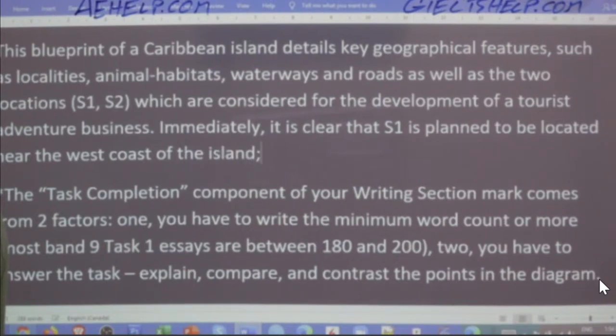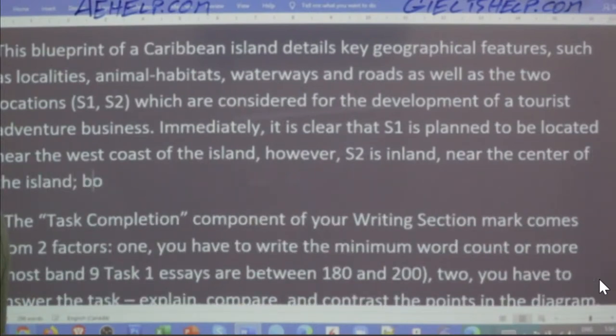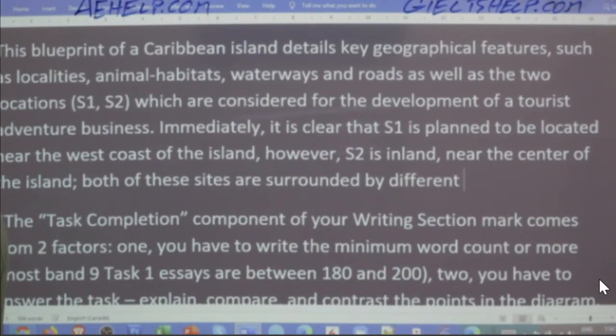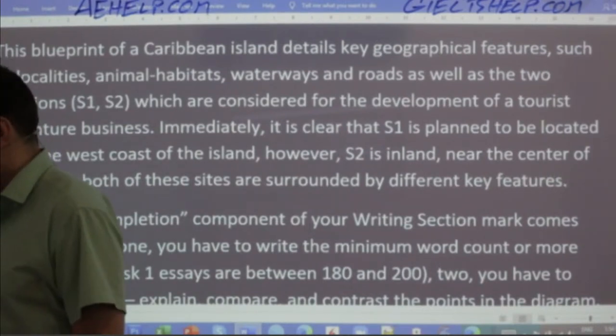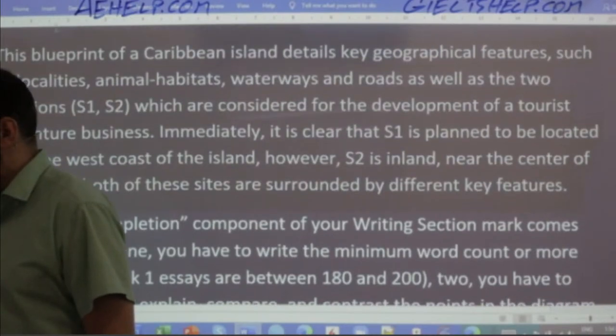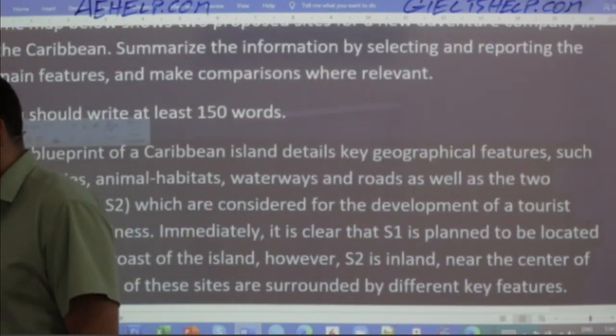And this is a contrast, so however, S2 is inland, towards or near the center of the island. Both of these sites are surrounded by different key features. Okay. All right. So now I have my overview and I'm good to go.